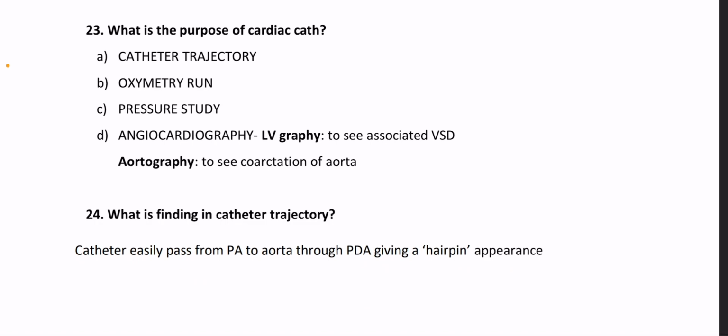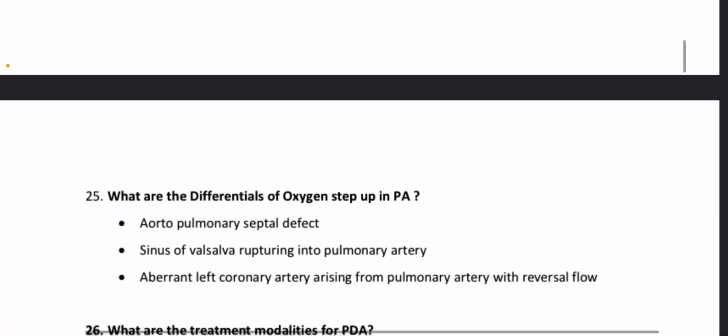What is the finding in catheter trajectory? Catheter easily passes from pulmonary artery to aorta through PDA, giving a hairpin appearance.